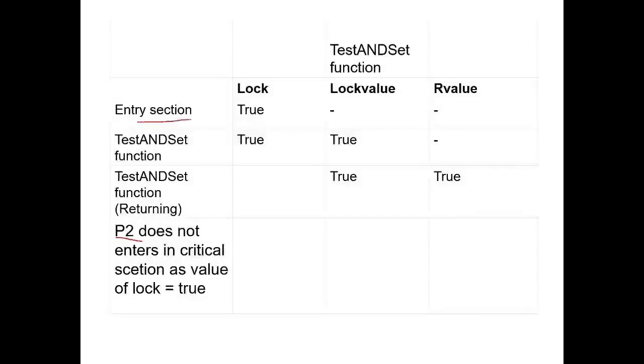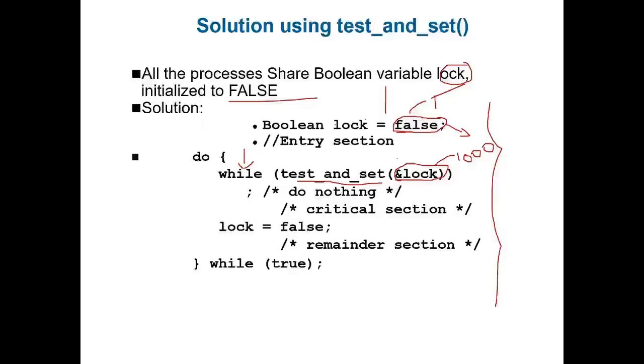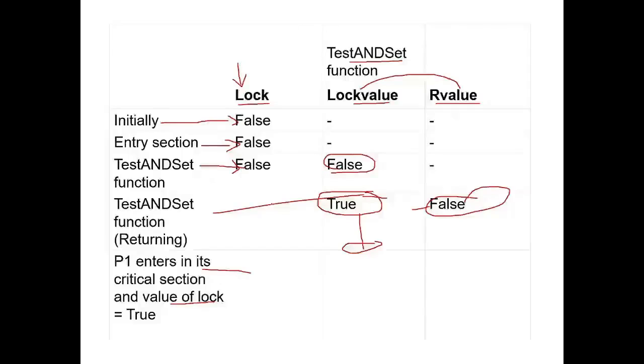Now suppose another process P2 tries to enter into the critical section, what happens? In the entry section, when the process P2 tries to enter into the critical section, it finds out that the lock value is true now. That means it is locked and it does not allow entry into the critical section. So that process gets stuck here. Unless the lock value becomes false, it will not allow that process to enter into the critical section.